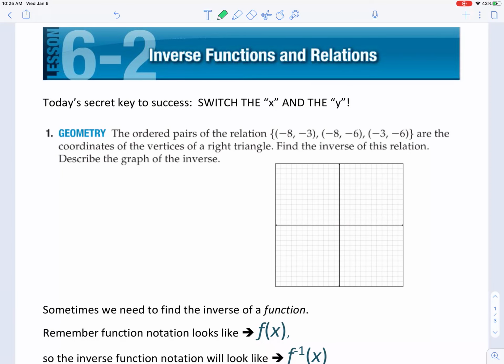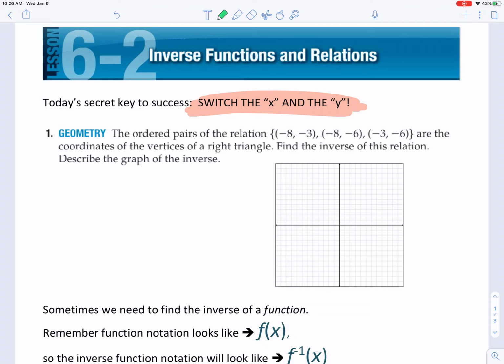Okay, for 6.2 we will be studying inverse functions and relations. The secret key for success today is going to be to switch the x and y. So to start off with a super easy example here, actually I'm going to highlight this. Switch the x and y. I cannot express to you how important that is. Switch the x and y.